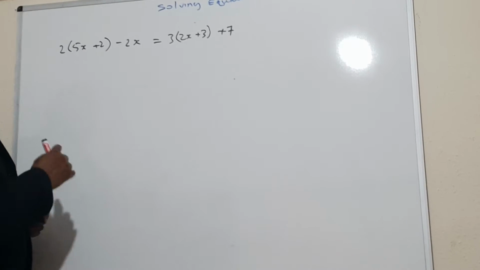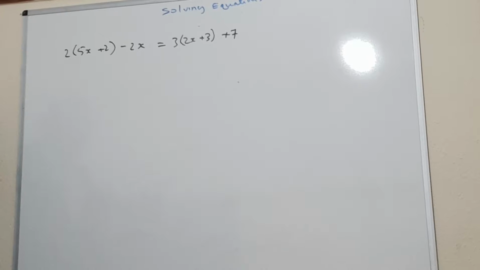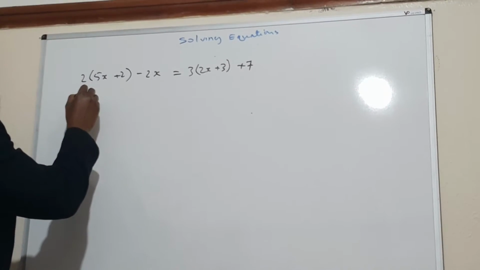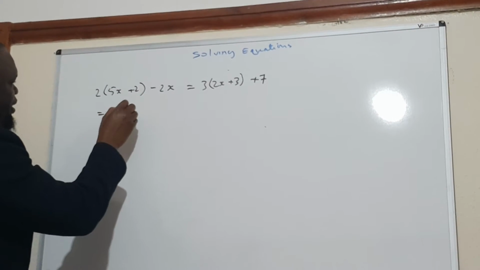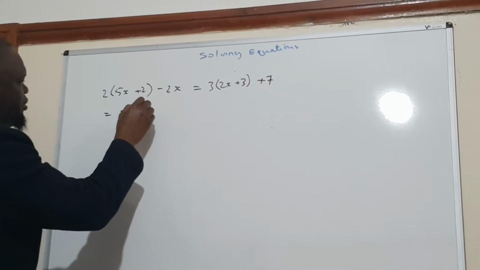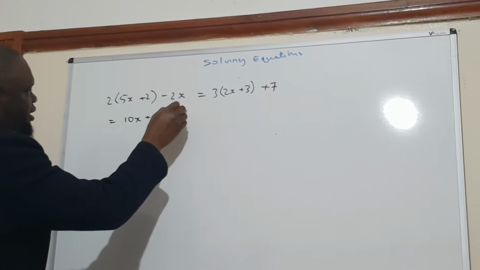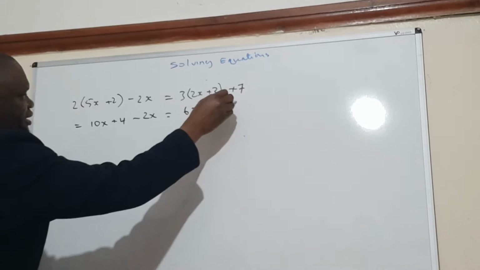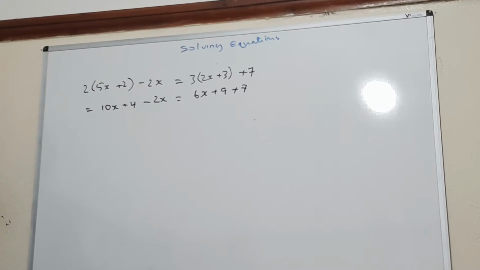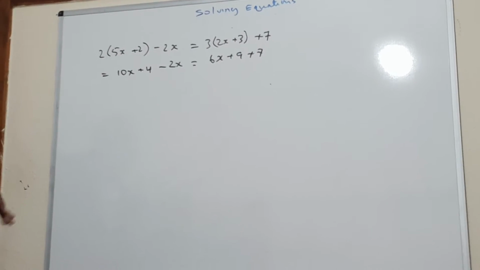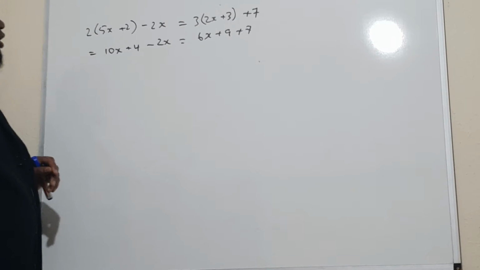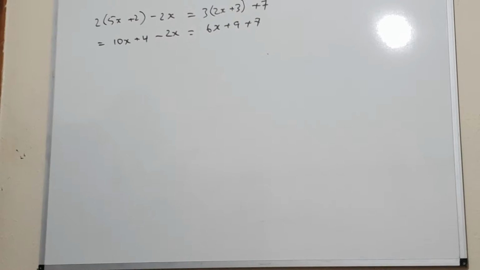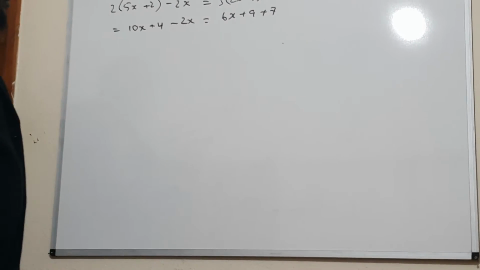Now look at that. Same thing, we sort out the bracket, innit? 2 times 5x is 10x. Look at the way I'm working, yes? 2 times 2 is plus 4. Minus 2x is already there. Is equal to 3 times 2x is 6x, plus 9, plus 7. Even if you have sorted this out, remember, if there is anything where you need to apply BODMAS, you have to, because that is the way.